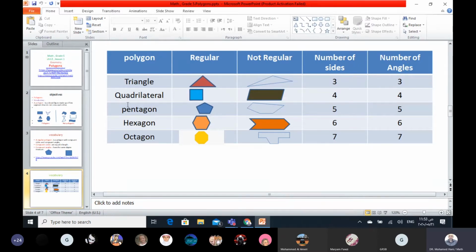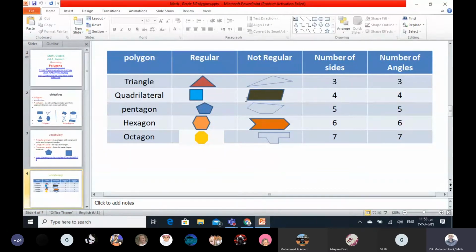The second case here, quadrilateral. Quadrilateral means the shape that has 4 sides, like a square. We have here 1, 2, 3, 4. In this case, this side equals this side equals this side equals this side, and this angle equals this angle equals this angle. So this is regular, because all sides are equal and all angles are equal.